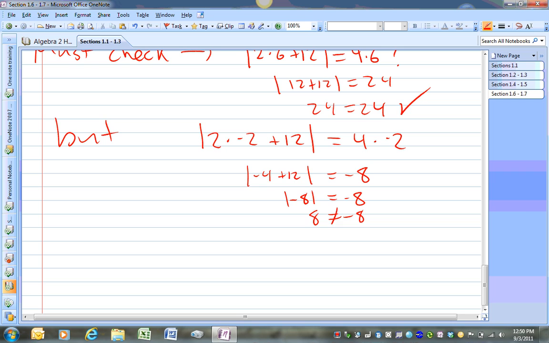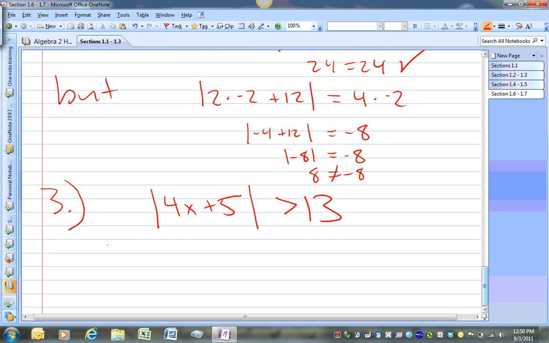We'll try one more. We'll try an absolute value inequality, and then I promise we're done for the afternoon or weekend, whatever you want to call it. Let's say you're asked to solve this. So the absolute value of 4x plus 5 has to be greater than 13.